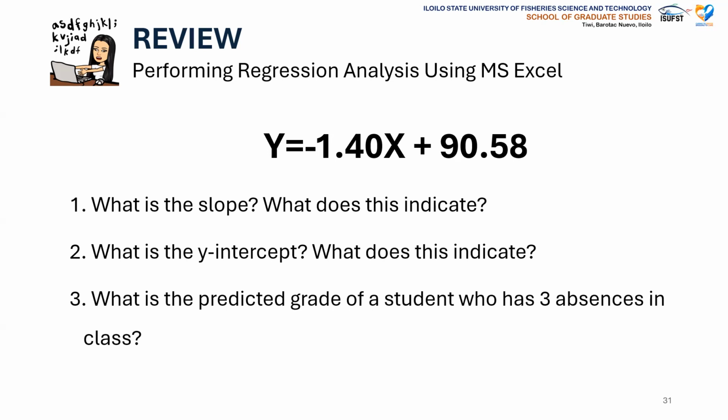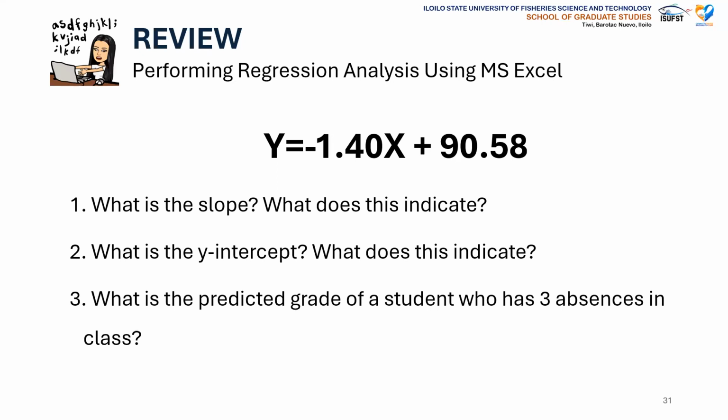I got 86 something. 86.38, sir. Did you get 86.38? Yes, sir. Yes. So that's what he got. So ma'am, is it negative? Don't worry, there is still a negative. Negative 1.40 times 3 plus 90.58. So the predicted grade of that student will be 86.38.